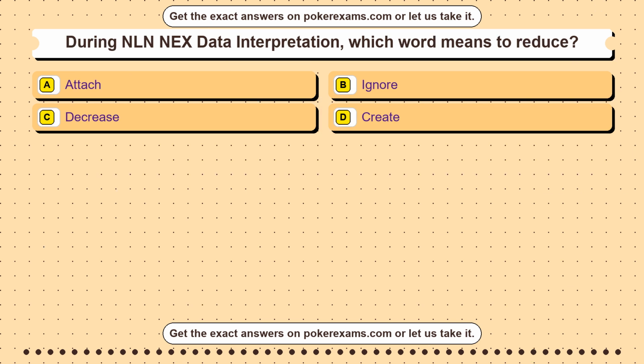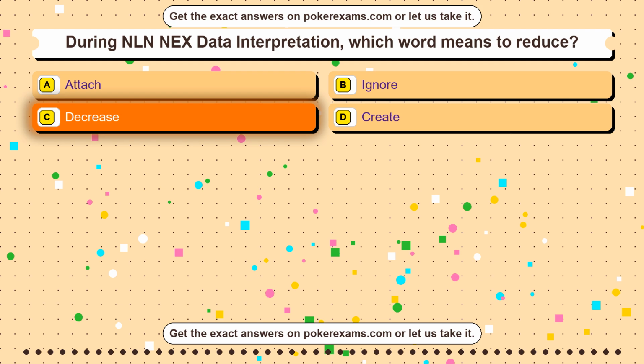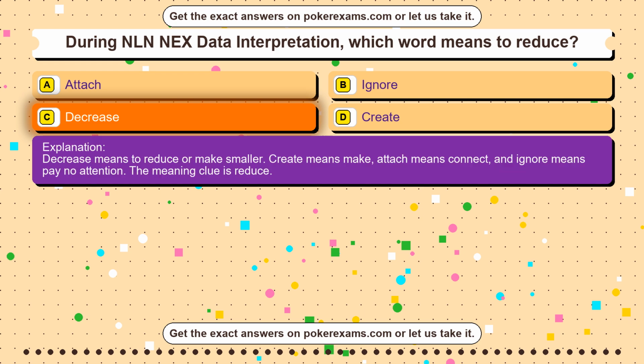Question 11. During NLN NEX Data Interpretation, which word means to reduce? Option A attach. Option B ignore. Option C decrease. Option D create. The correct answer is option C. Decrease. Decrease means to reduce or make smaller. Create means make, attach means connect, and ignore means pay no attention. The meaning clue is reduce.